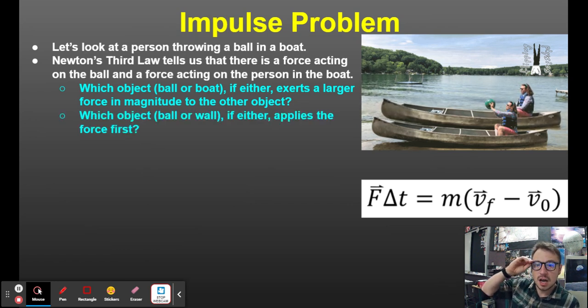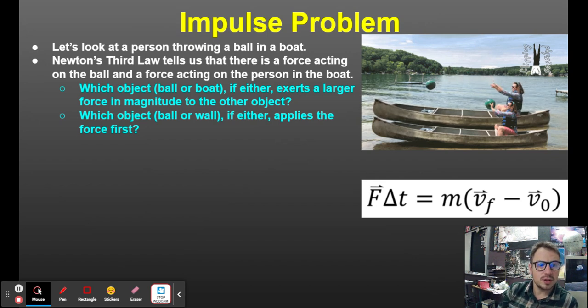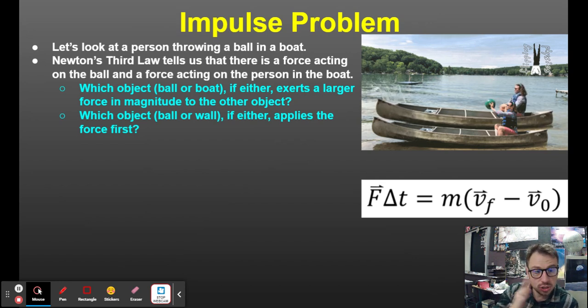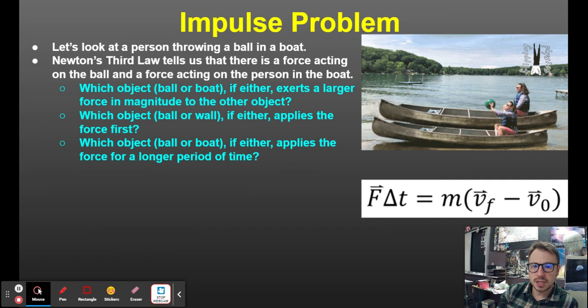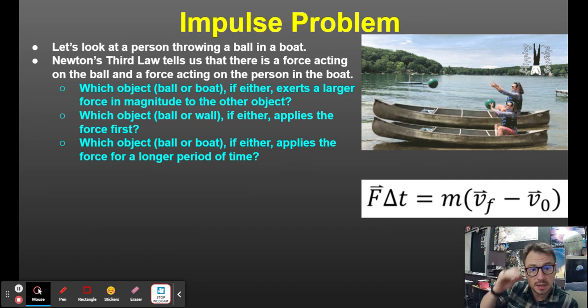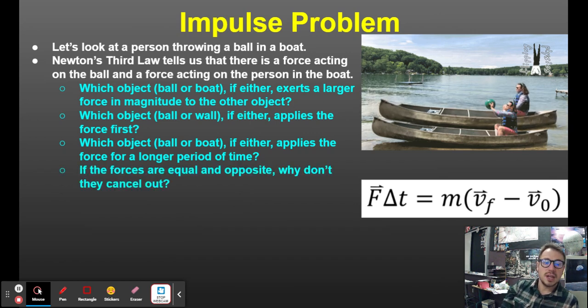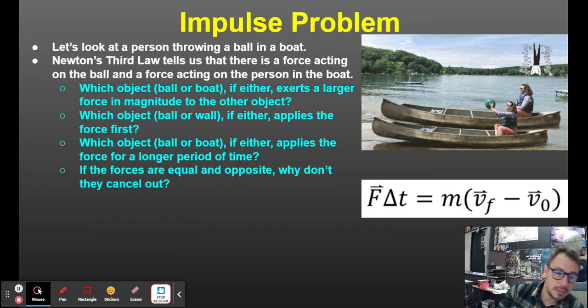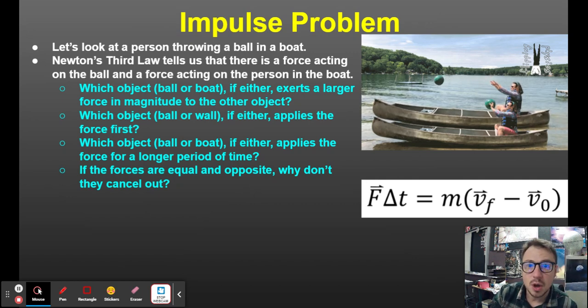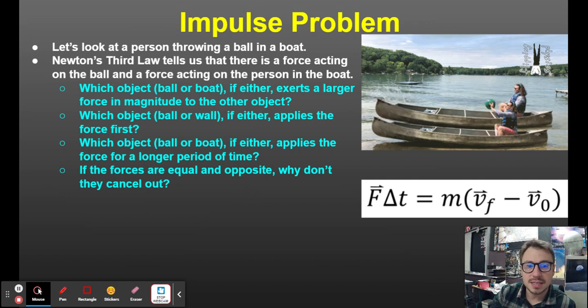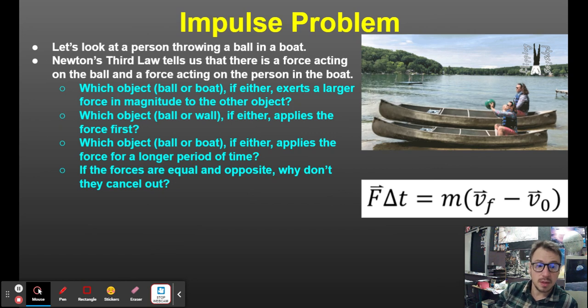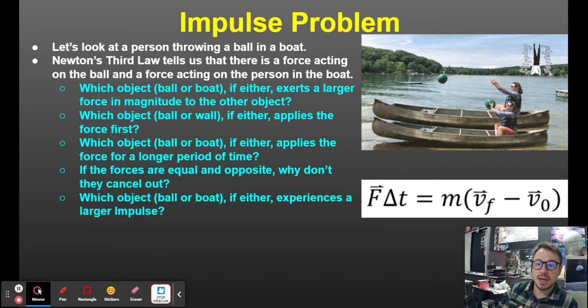So which object applied the force first? Well, they're going to occur simultaneously. So they start at the same time. Well, which object applied that force for a longer period of time? Simultaneous. So it starts at the same time, it ends at the same time, it's applied for the same amount of time. Now, if they are equal and opposite, applied for the same time, start at the same time, end at the same time, why don't they cancel out? Well, because they act on two different bodies. He's pushing that ball, and the ball's pushing back on him and the boat.